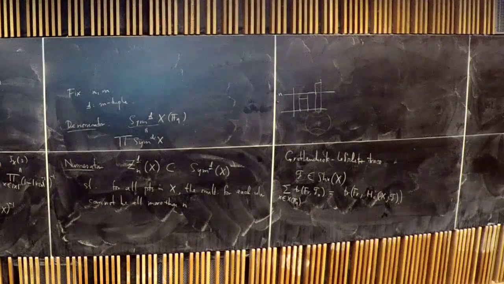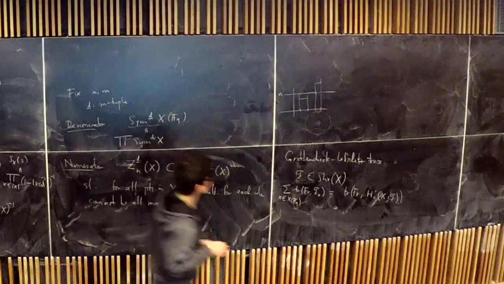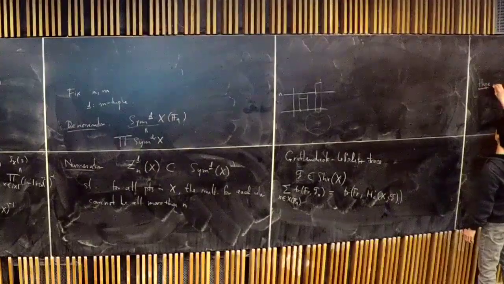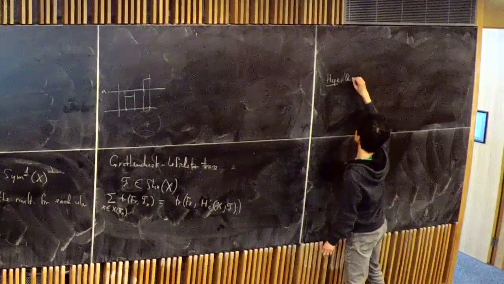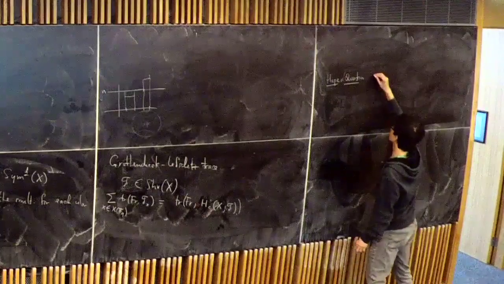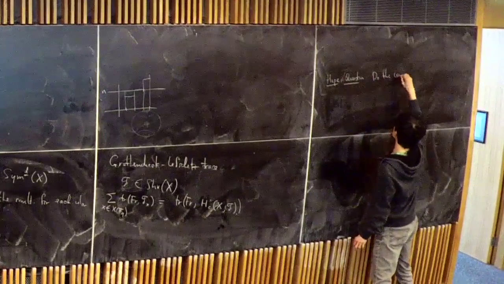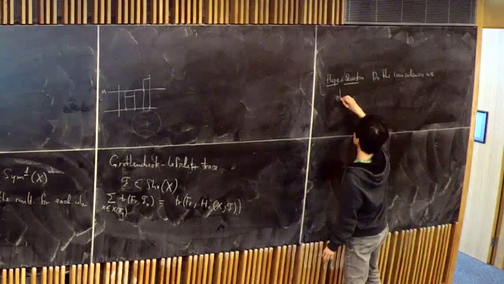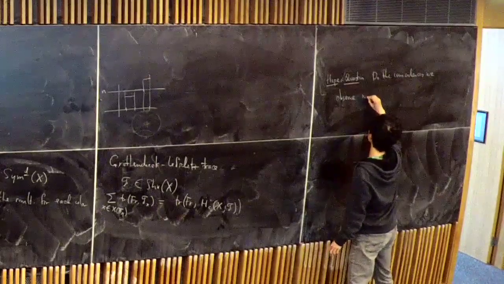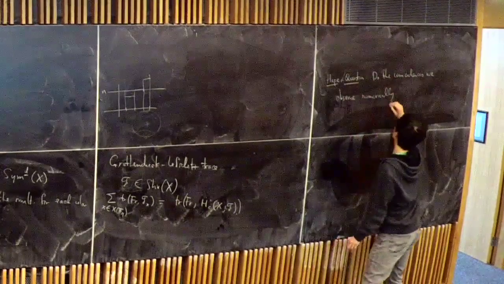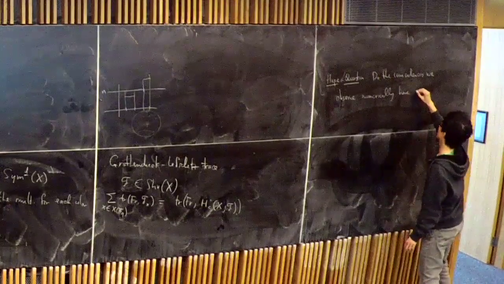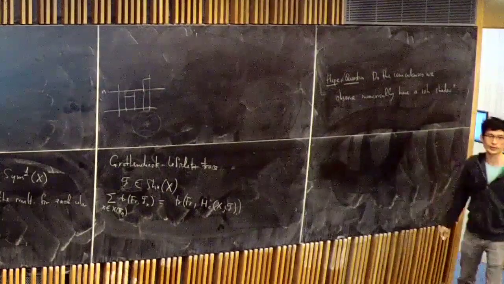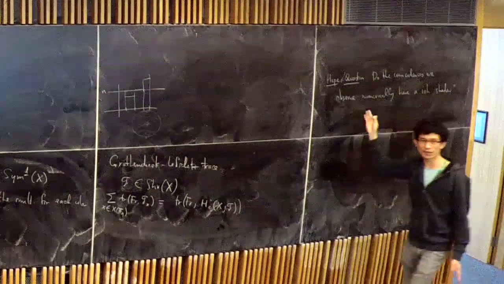Is it clear what the problem I'm trying to? Yes, so let me write it down. So the whole question is: do the coincidences we observe numerically have a homological shadow? So now this question over here is a question that makes sense.